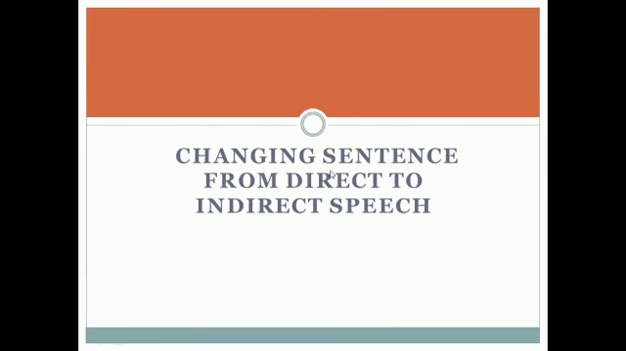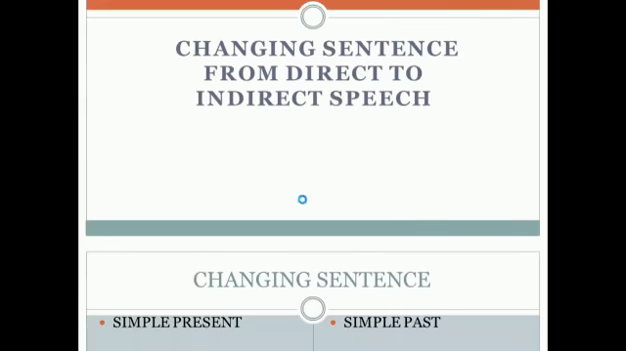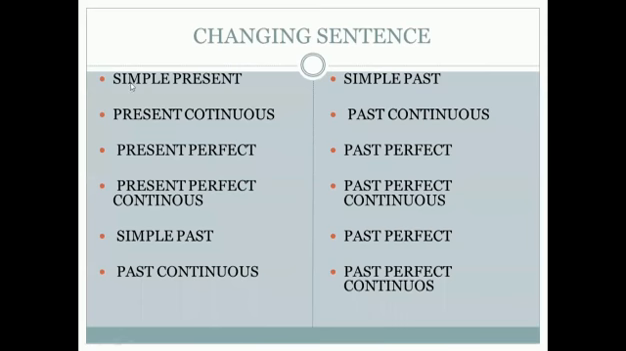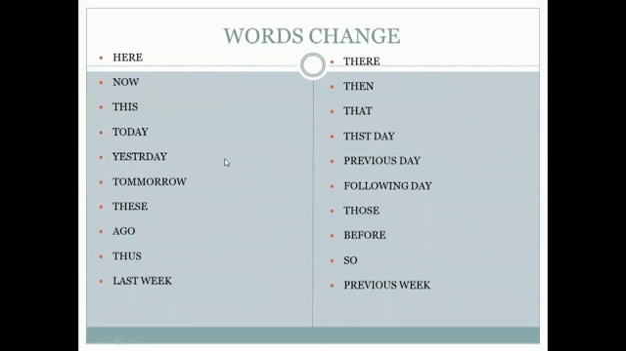So, changing the sentence from direct to indirect speech. When a sentence is given in the simple present, we have to convert it into simple past. And if a sentence is in the present continuous, we have to change it to past continuous. If a sentence is in present perfect, we change it into past perfect. If it is in present perfect continuous, we change it into past perfect continuous. And if it is in simple past, we change it into past perfect, and past continuous into past perfect continuous.